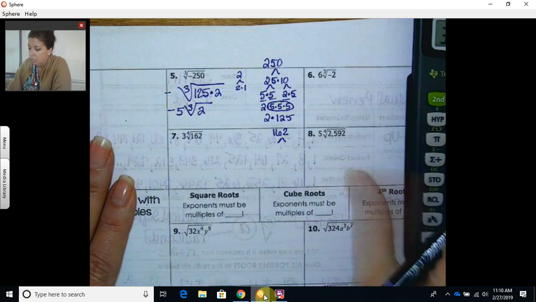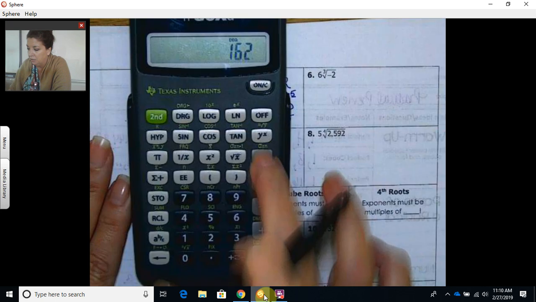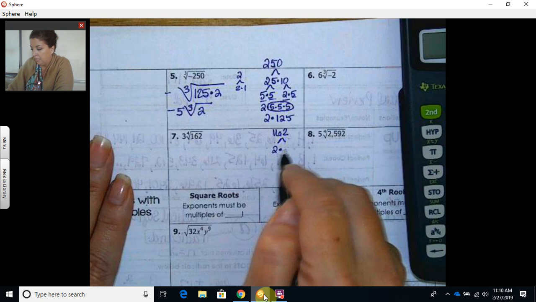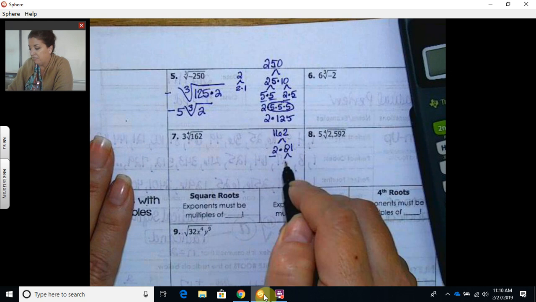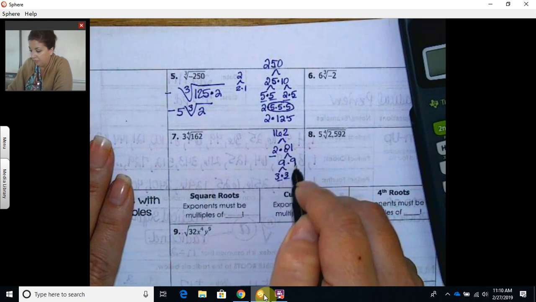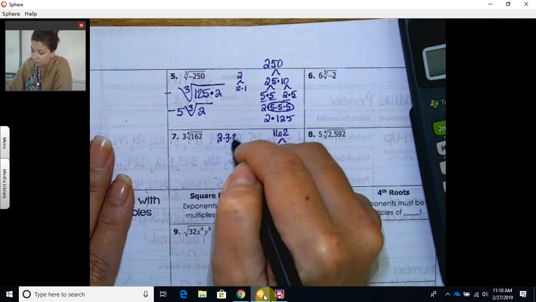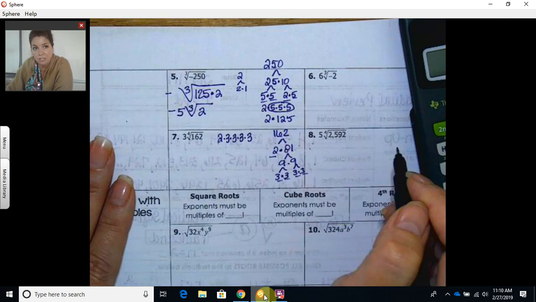So 162, let's see, it's even, so I know it divides by 2. So 2 times 81 is 162. 2 is prime. 81 factors, I'll go with 9 and 9. And both of those 9s have factors of 3 times 3. So my prime factors have 2 times 3 times 3 times 3 times 3. Does 162 have a perfect fourth factor?